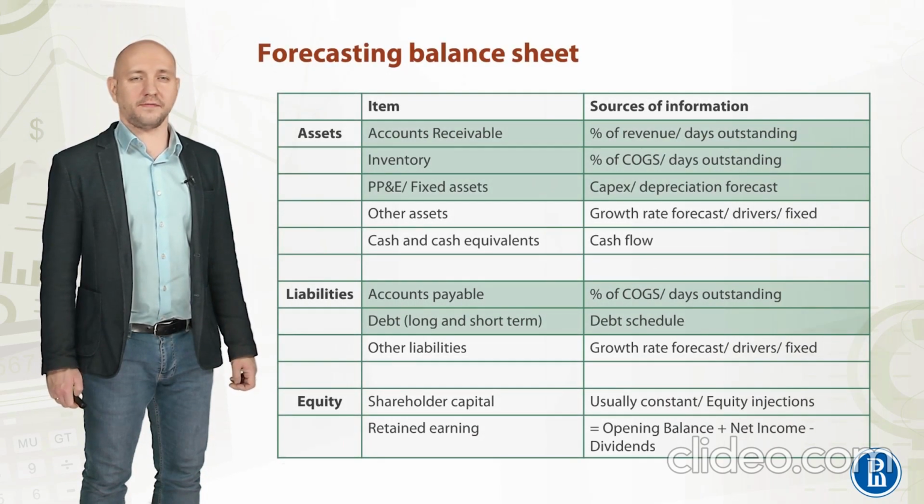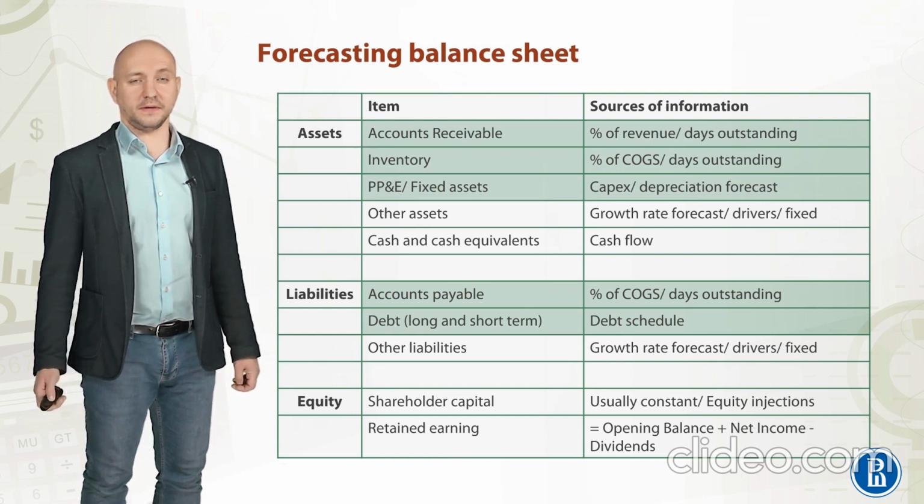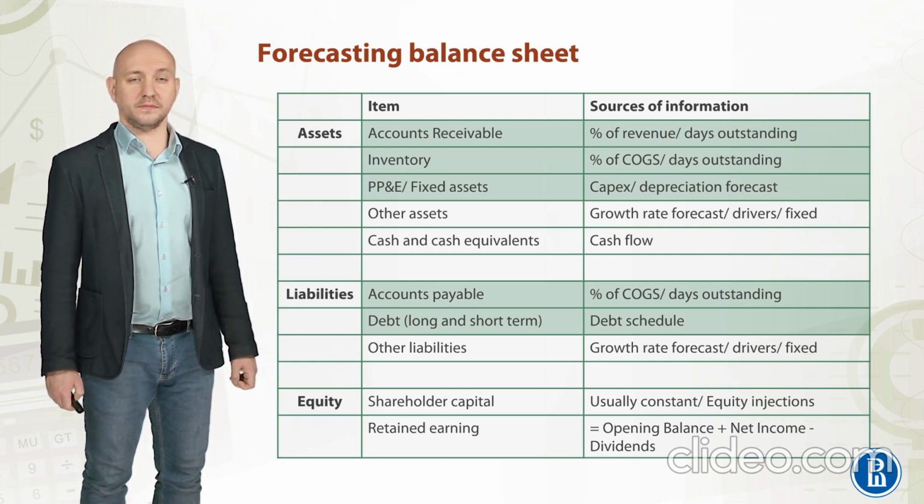Here on the slide we have general information about items that we usually see on the balance sheet of any company. So if we have a look at assets, usually we have accounts receivable, inventory, fixed assets, other assets, and of course we have cash and cash equivalents. If we look at liabilities, here we can see accounts payable, debt, which includes both long-term and short-term debt. We usually have other liabilities, and that's it.